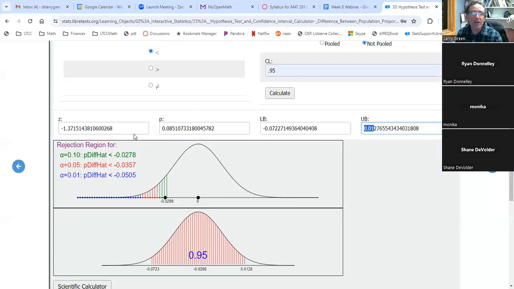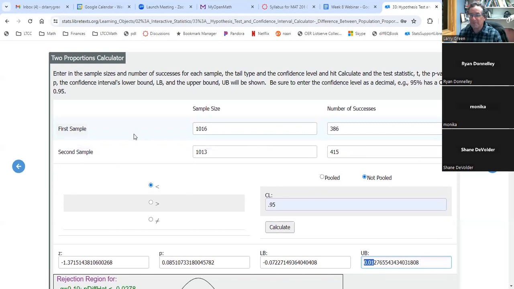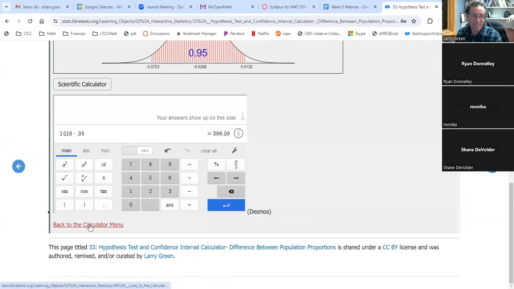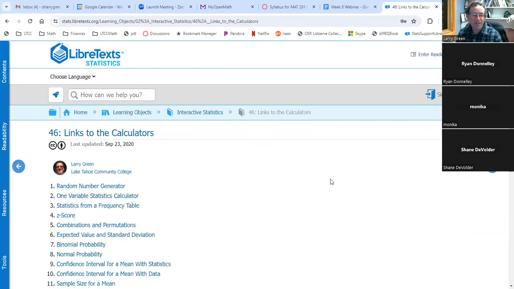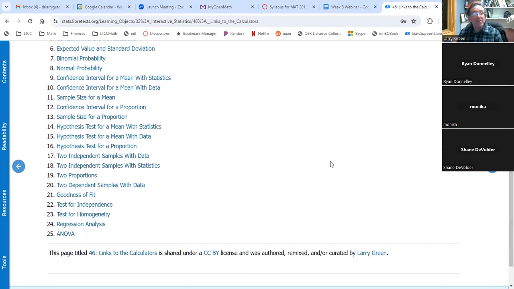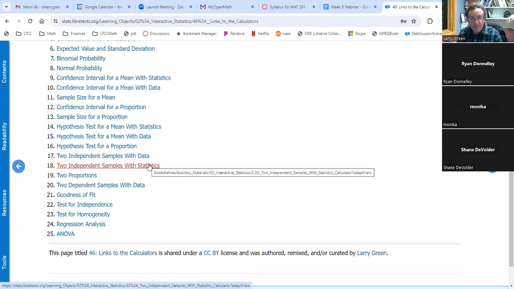Will this calculator work? Yeah, definitely not. So I need to go back to the calculator menu. Which calculator are we going to use? Yeah, 18. We have two independent samples with statistics.